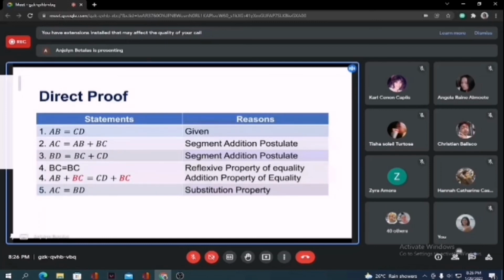So, mao ni siya ang example sa direct proof in two-column proof method. Actually, there are many methods. Pwede ka mag-send ug paragraph form, pero sa inyo sa grade 8, we're going to use 2-column proof. Usually, sa mga exams and sa module, we're going to use 2-column proof. Okay? So, sa first statement, you're using the given, so reason is given. Naa tay duha ka column, statements and the reasons.